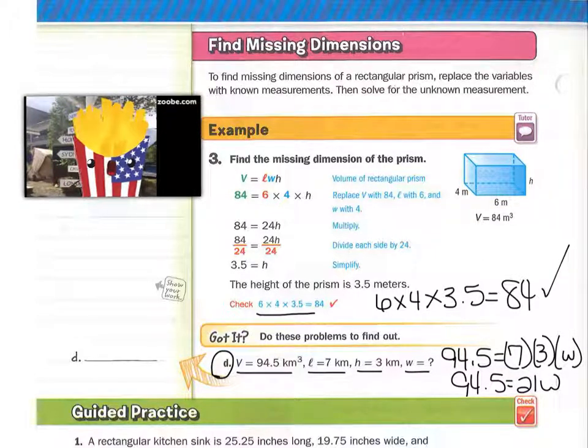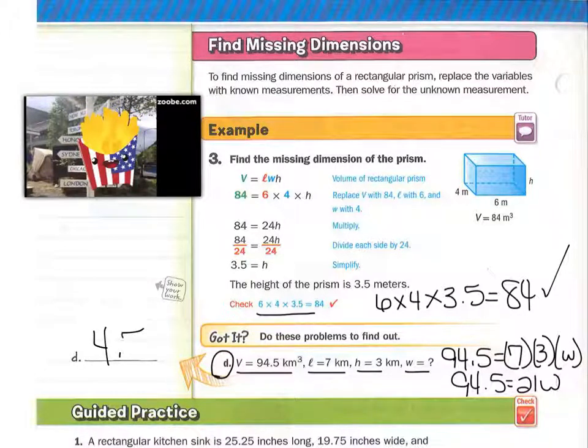But before I go, let me give you the answer to the problem that you are looking for. You should have gotten 4.5 kilometers for your width. If you did not get 4.5 kilometers, then you should check with your teacher.